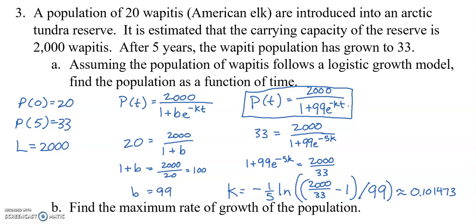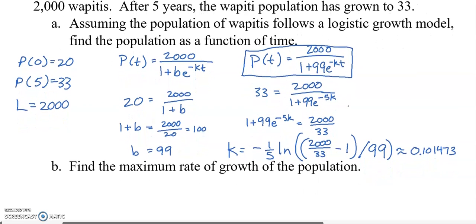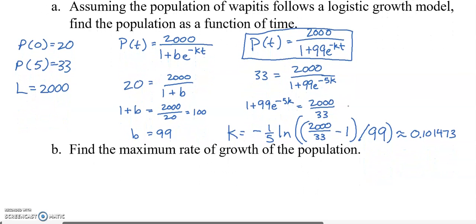All right, find the maximum rate of growth of the population. Okay, do not take the derivative. This is not something that I would want you to try to do by taking the derivative. Use the fact that we know when the maximum rate of growth is.